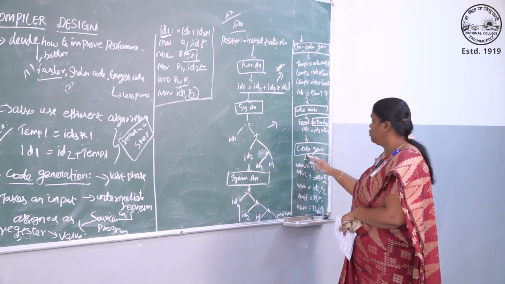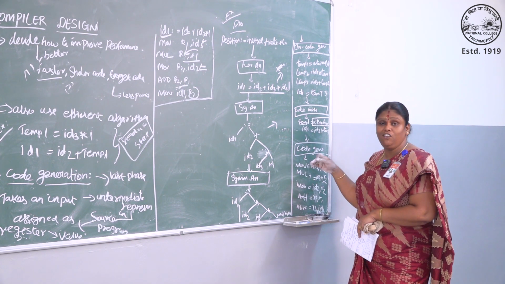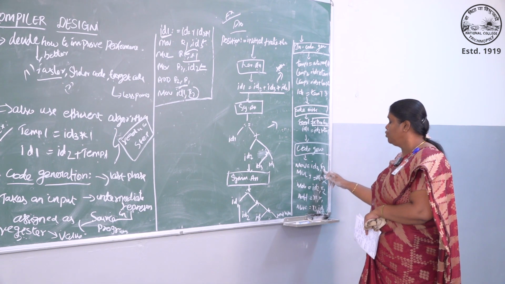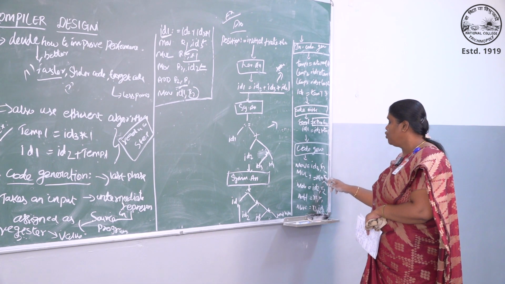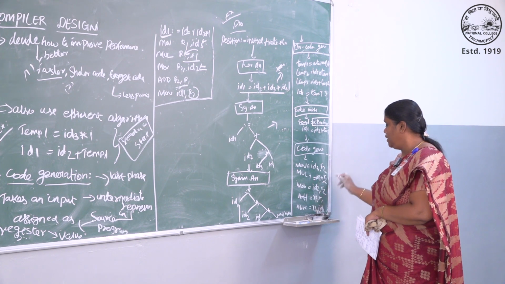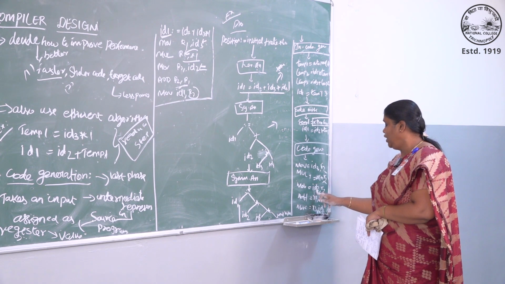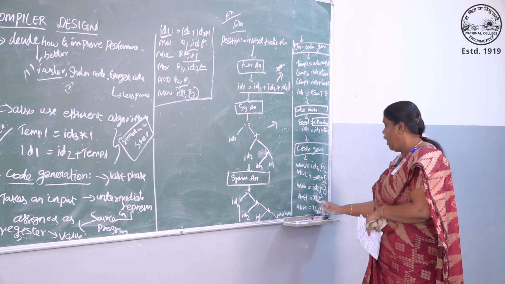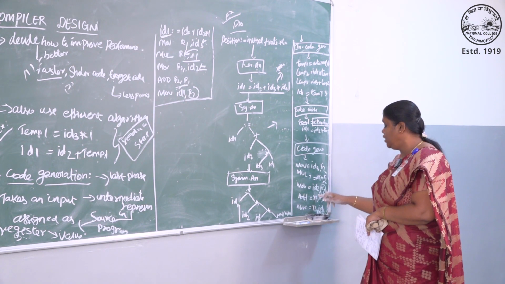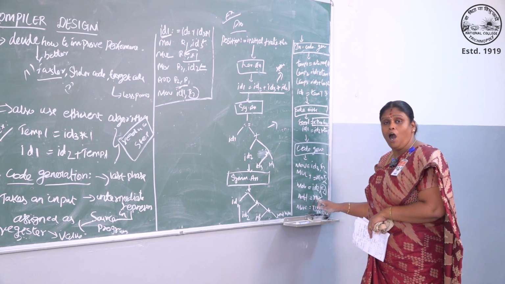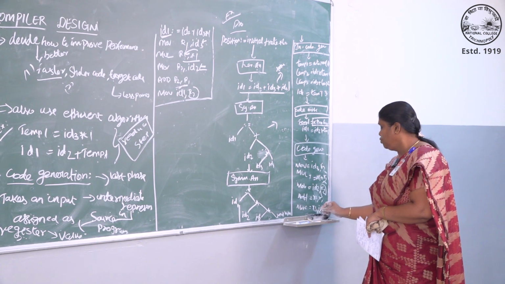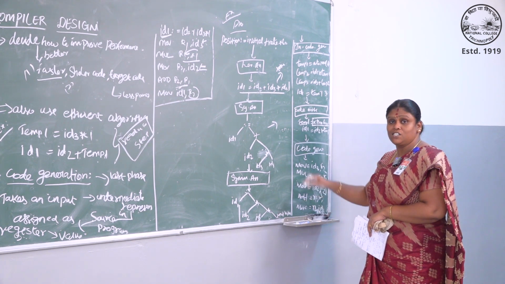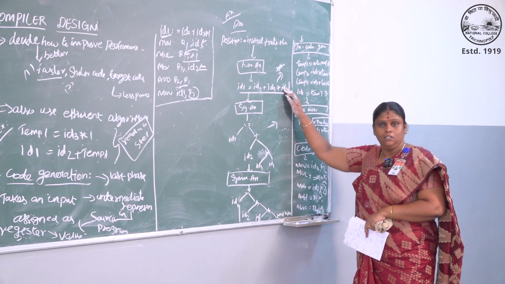The next phase is code generation, where we use registers. Move ID3 comma R2: the value of ID3 is moved to R2. Then R2 comma 60: the value is multiplied. Next, move R2 comma ID2: the value is stored. Next, add R2 comma R1: the values of registers R1 and R2 are added and stored in R2. Next, move R2 comma ID1: the value is stored into ID1. These are the sample example of the phases of a compiler. Okay, thank you all.